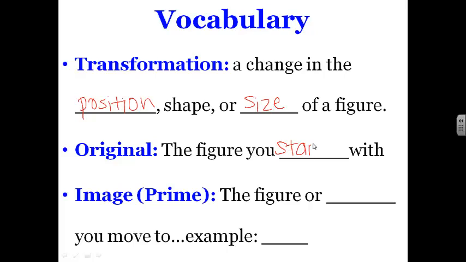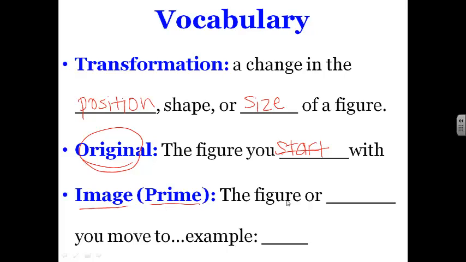So an original is the figure you start with. Just like when we did difference over original, we should know what original means. It's the first of everything. It's the original. So that's the figure you start with. Okay, image. When we're looking at ourselves in the mirror, we've talked about image before.